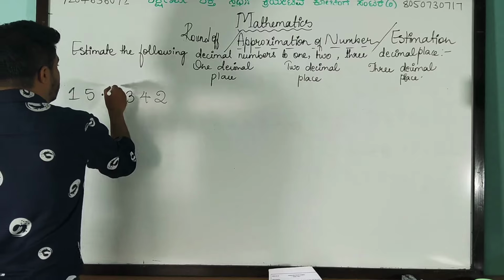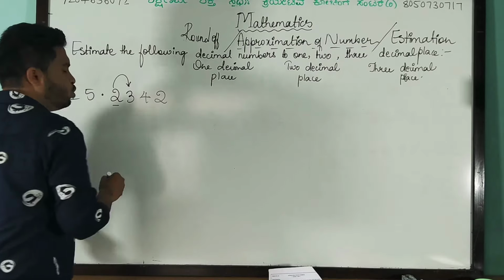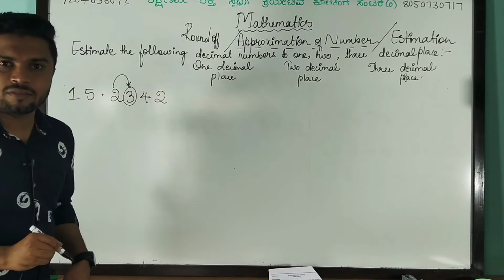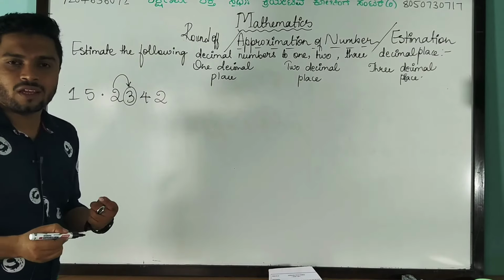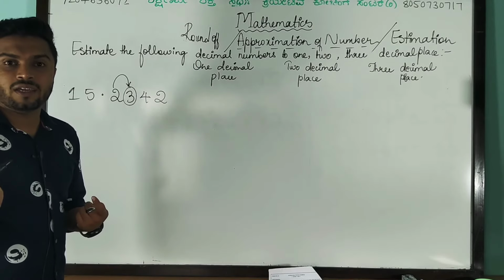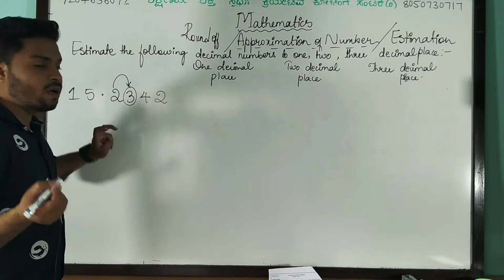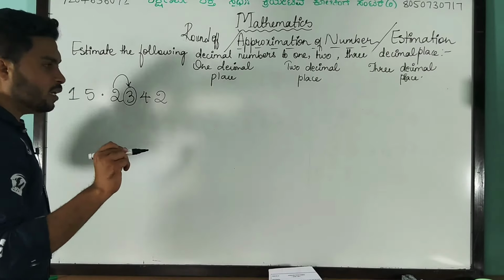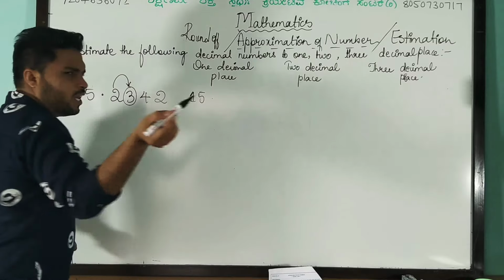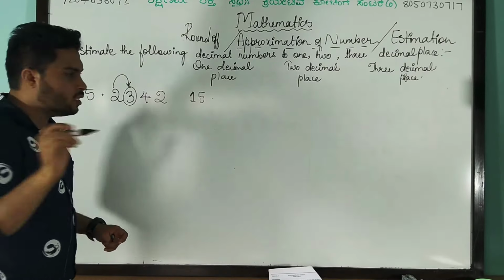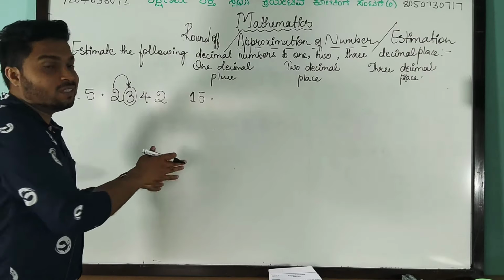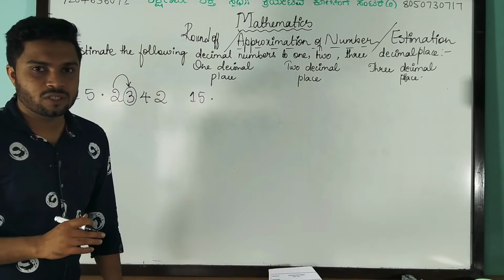You are going to check the number beside this 2. What do you have here? You have 3. What is 3 exactly? 3 is less than 5. Hence this number will be as it is. See here, students, this will be as it is, like 15 will not even change anymore. Done. It will not even change. Only the numbers beside the decimal will get changed.